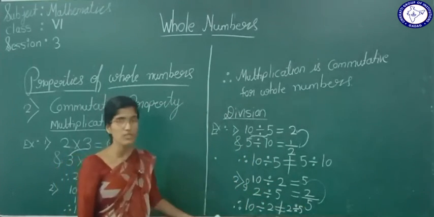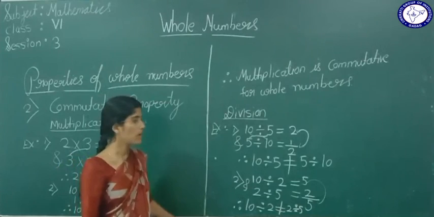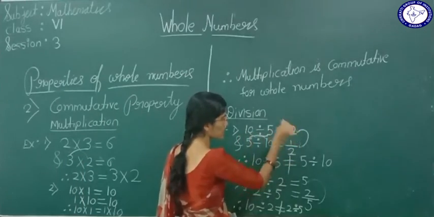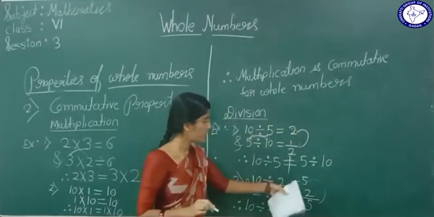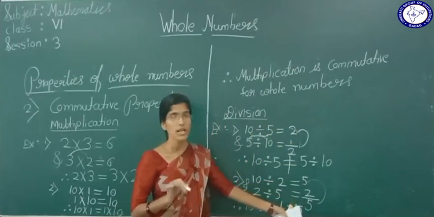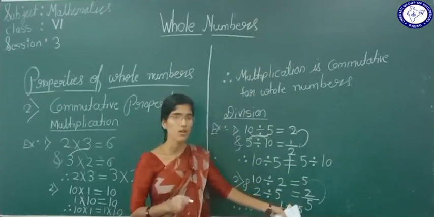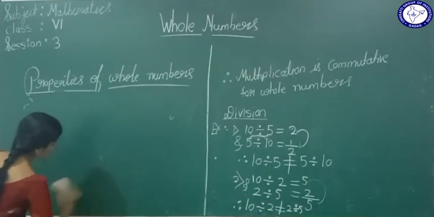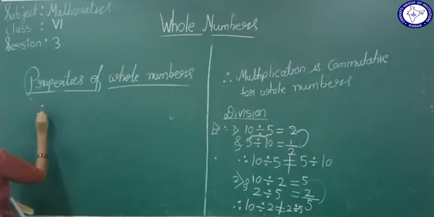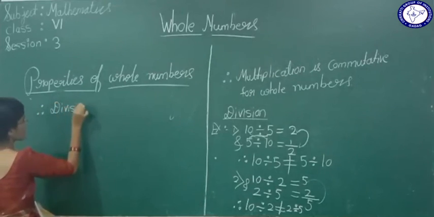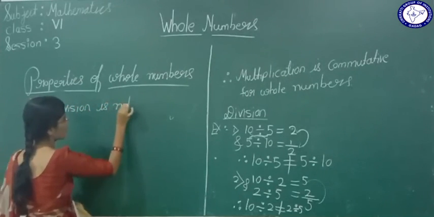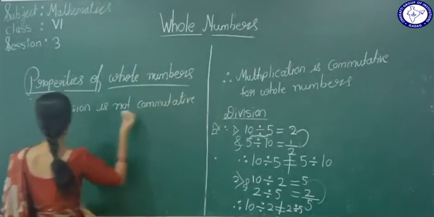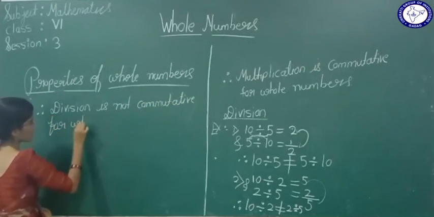Now tell me, is division commutative for whole numbers? No, because here when we interchange the position of the number, the answer is not coming same. But in commutative property, we want the answer to be same. Therefore, division is not commutative for whole numbers.